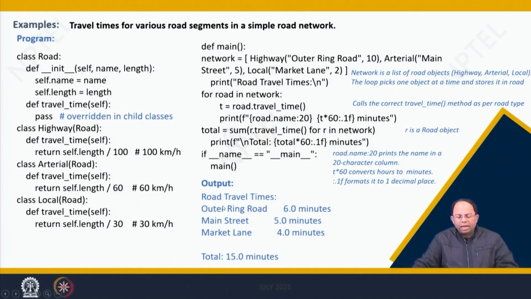When we run the loop for each of these road objects, you can see that we are calculating the travel time, and this is where we get different results due to polymorphism, and eventually we add all these up and get the final value. So this is a slightly difficult example where we are combining several concepts of inheritance, polymorphism and so on, and showing how they could be implemented together.